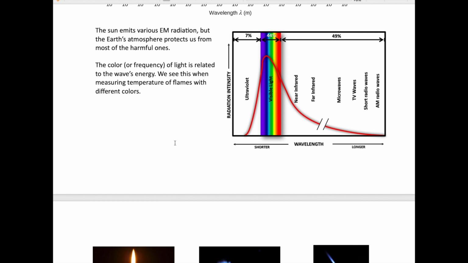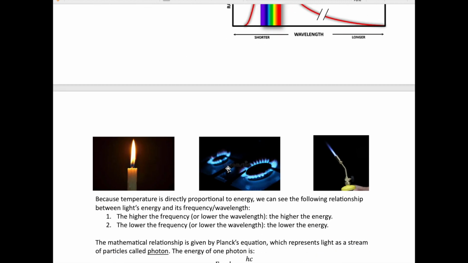You can tell this when you actually look at the color of flames that's generated by different types of combustion. Some flames are hotter than others, and we can use a thermometer to measure how hot something is. A candlelight flame like this is not as hot as a stove flame, which is not as hot as these ones for welding. So there's a different amount of energy associated with the color of the flame that you see.